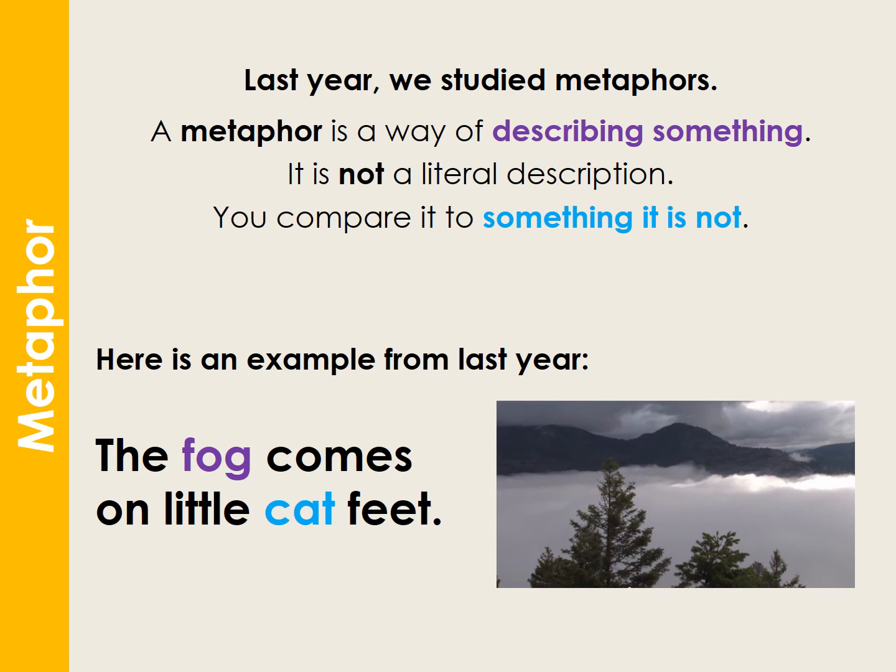The example we looked at last year was this one. So the fog comes on little cat feet. So we're comparing the fog, the weather, and its movement to a little cat walking on its feet very lightly. So think about a cat, the way it might move. We might not often hear a cat coming into the room. If you've got a cat at home, you might sometimes turn around and the cat's there looking at you because it's sneaked up very, very quietly. And that's how the fog in this metaphor is moving.